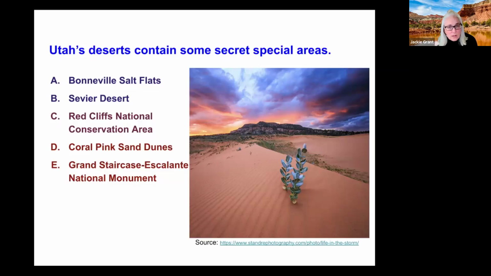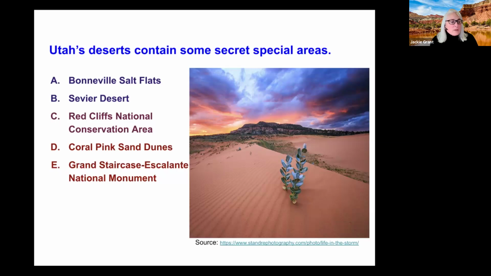Then Red Cliffs National Conservation Area is down in the Mojave Desert by St. George, and it is a warm desert. So it's very different from those two northern deserts. And it is home to our state reptile, the Gila monster, which is a big red and black lizard. And it is also one of the only places in the state where you're going to see a Mojave Desert tortoise.